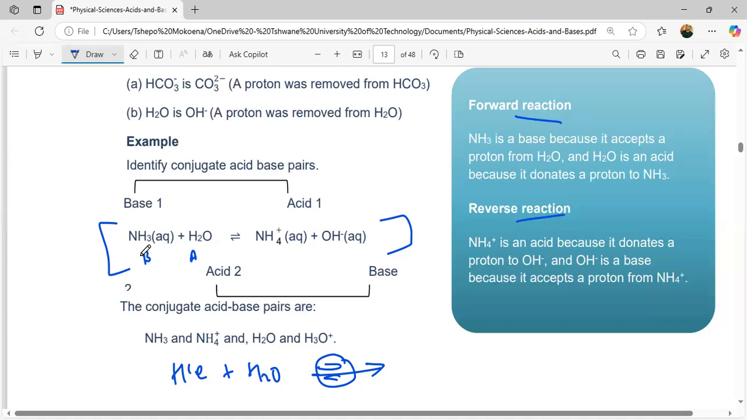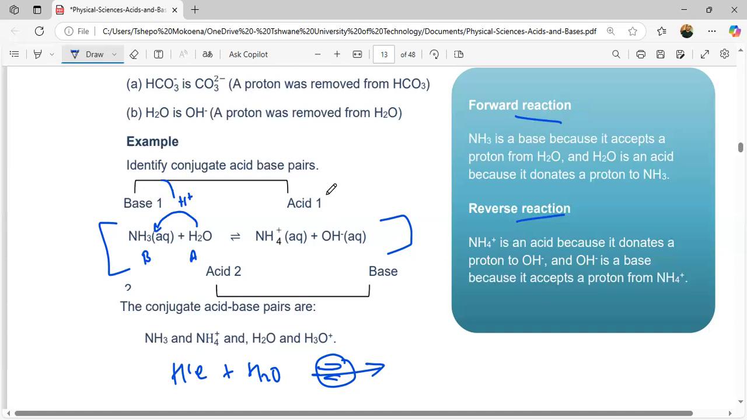So water will donate the proton, H plus ion, to our weak base. And then our weak base, which is NH3, will form ammonium ion because it has accepted the proton. And then H2O will turn into OH minus ion because it has donated the proton. Then we're going to have these guys over here. But because this reaction is reversible, these two can react with one another to form what we see over here.